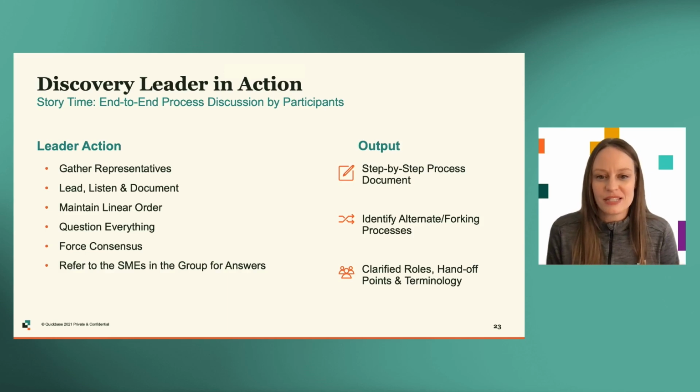And finally, as I mentioned, you want to document everything, because we're coming out of this meeting with a step-by-step process document, right? Our linear order. We want to have identified alternate and forking processes. These are ones that maybe require a separate process document to be created or need to be come back to in a separate meeting. This could also be different types of the same workflow. For example, sometimes you'll have a project, but project type A has to go through a different set of approvals than project type B. That's what you're looking for here. You really want to understand what the different paths are that your workflow takes.